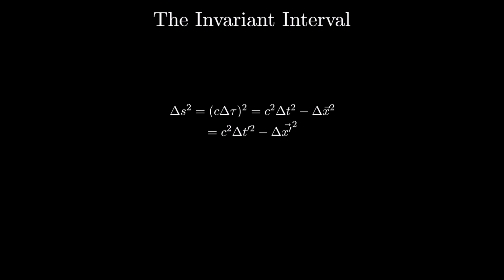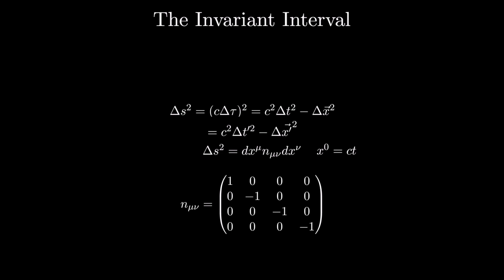We can also rewrite this in a slightly different form, again using matrix notation. The matrix denoted by eta mu nu is called the Minkowski metric, and we're summing over both indices mu and nu using the Einstein summation convention. Also, we define x superscript 0 to be the time coordinate multiplied by the speed of light, which simplifies our calculations a bit.